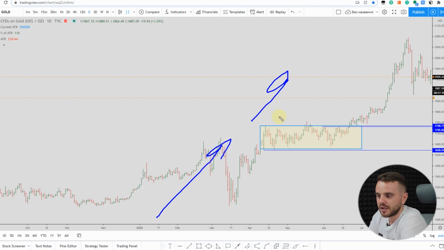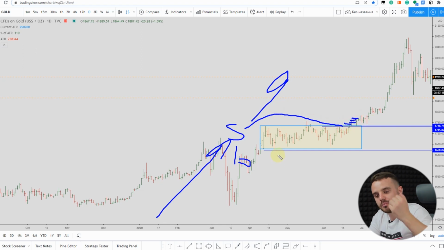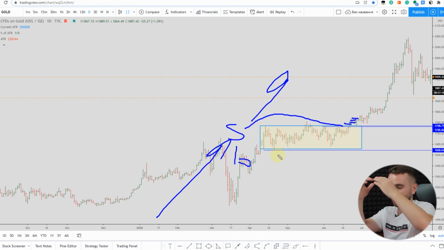Because how it works, imagine inside a lot of people who open buy and sell, and those who accumulated a big sell position, what will happen with them when price breaks up? They are in losses, and when sellers close their positions here, they buy back. Because when you open a sell, to close it, you need to buy back.